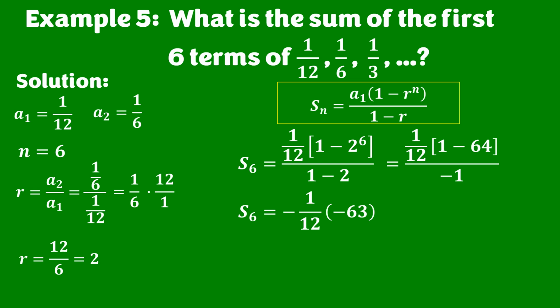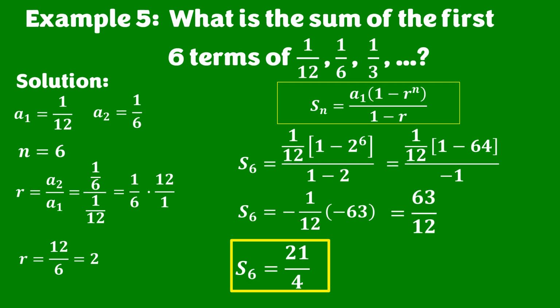And then we're going to multiply now negative 1 over 12 and negative 63. So the product now is positive 63 over 12. And then simplify 63 over 12. So that is equal to 21 over 4. So s sub 6 is equal to 21 over 4.